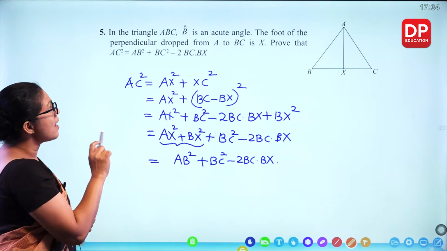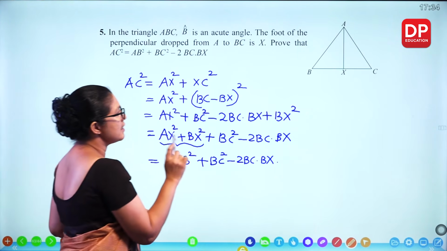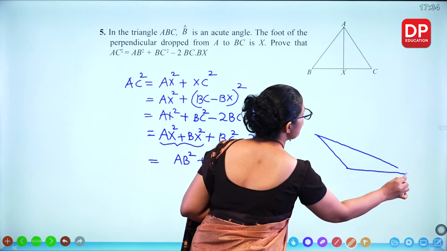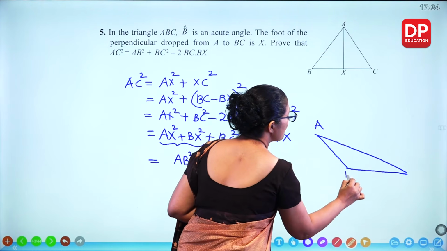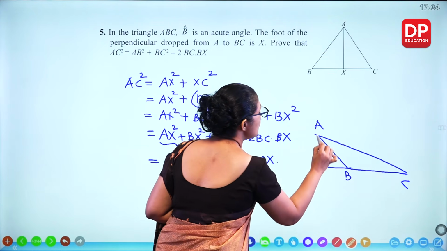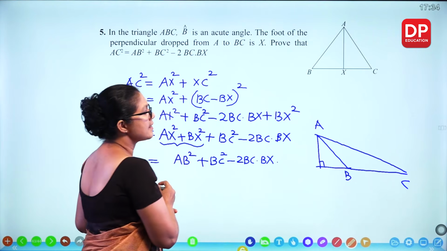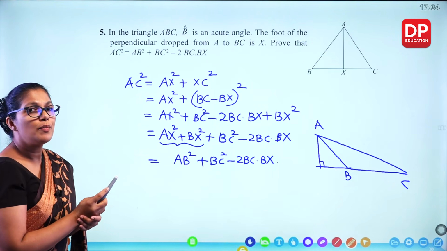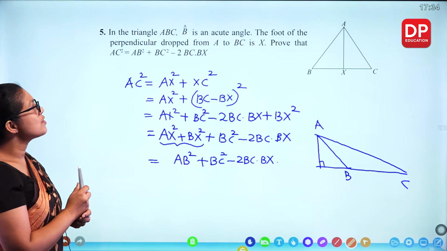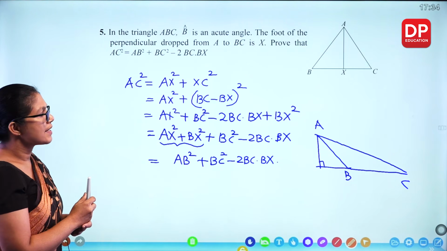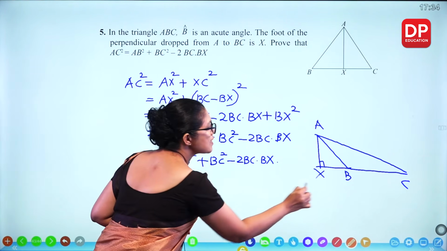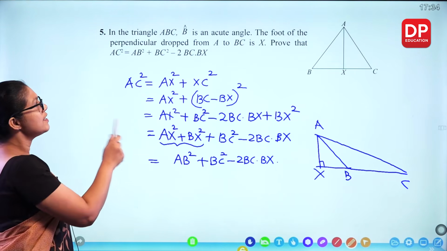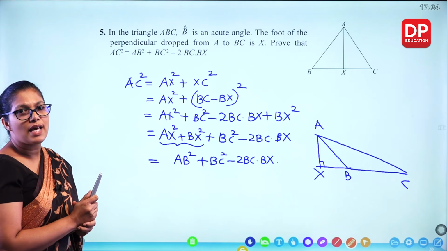So this is done only for acute angle. If this is obtuse angle, you get something like this. So instead of minus, you will get plus 2 times BC BX if this point is X. So you can try that also. We did this for only acute angles.